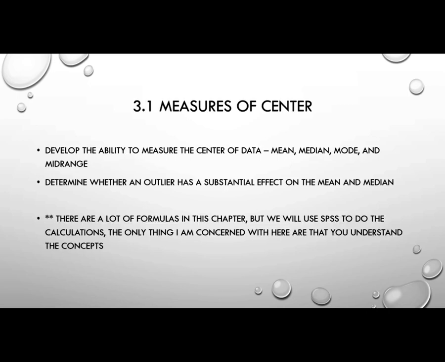So, measures of center. We're going to talk about mean, median, mode, and mid-range, and determine whether an outlier has a substantial effect on the mean and the median. And also I want to note there are a lot of formulas in this chapter, and they have you hand calculating box plots, but we're not going to do that. We're going to use SPSS to do the calculations. And really the only thing I'm concerned with here is that you understand the concepts behind these terms.